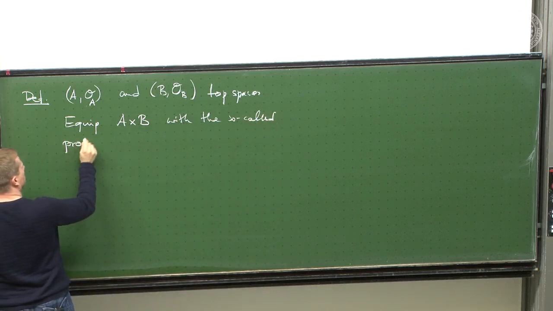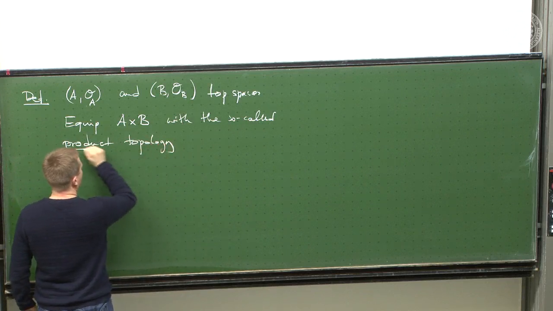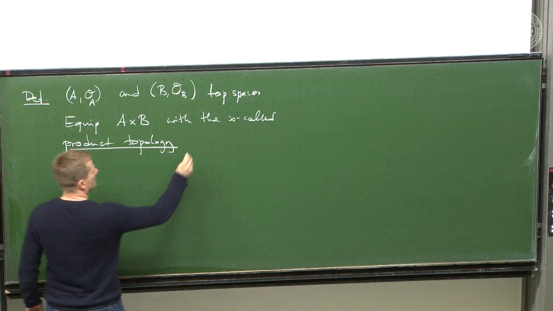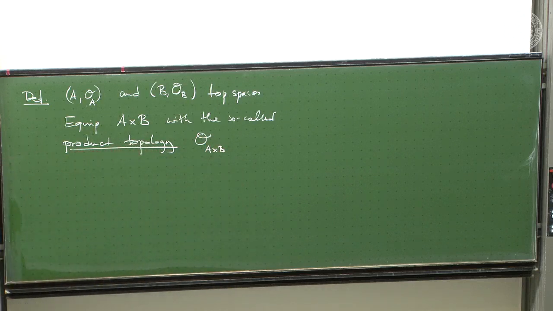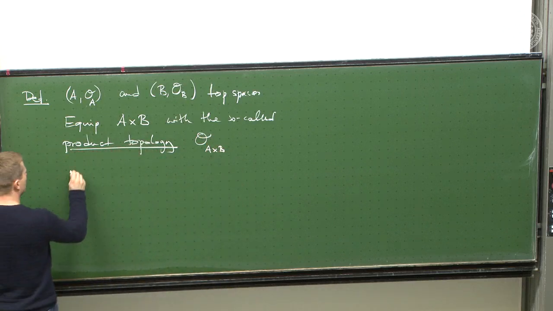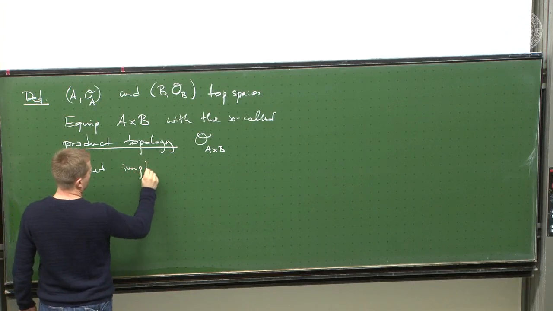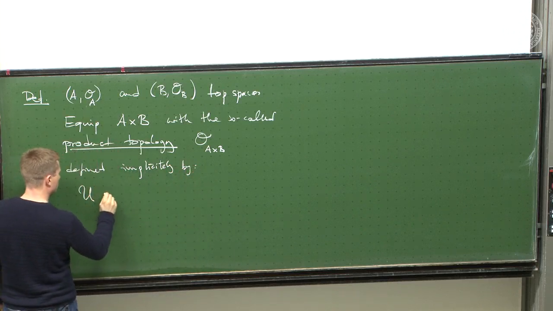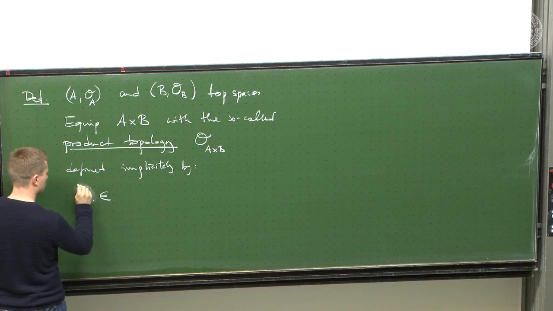product topology, which you construct in the following way. It's again implicitly given, so let's call it O_(A×B). It's the product topology, defined implicitly by: U is an element of, let's call it W.